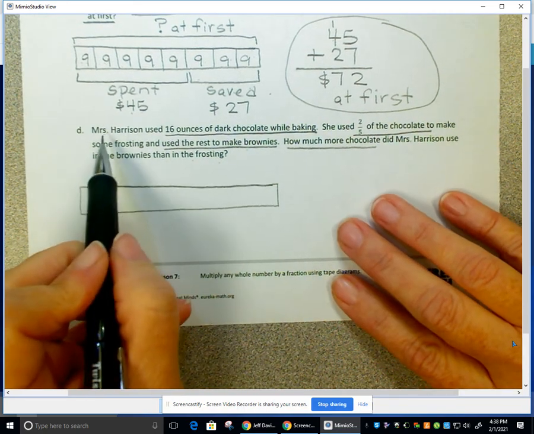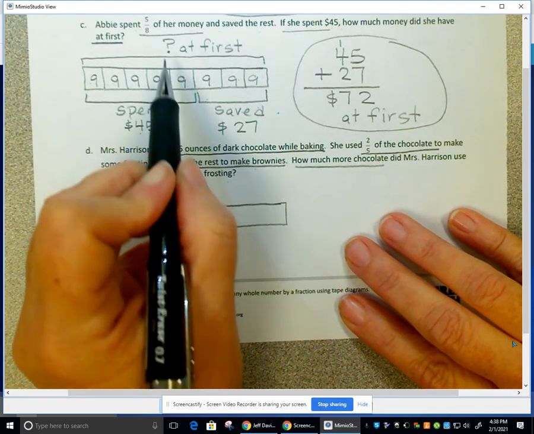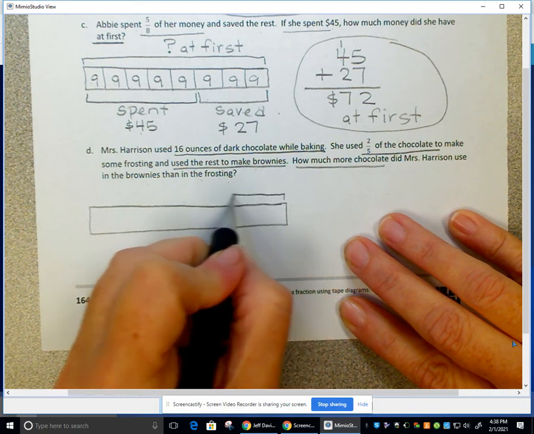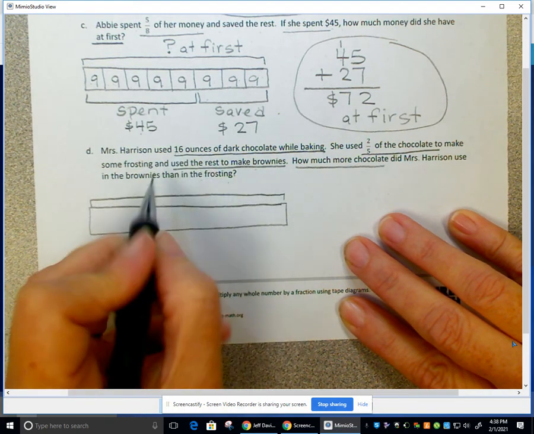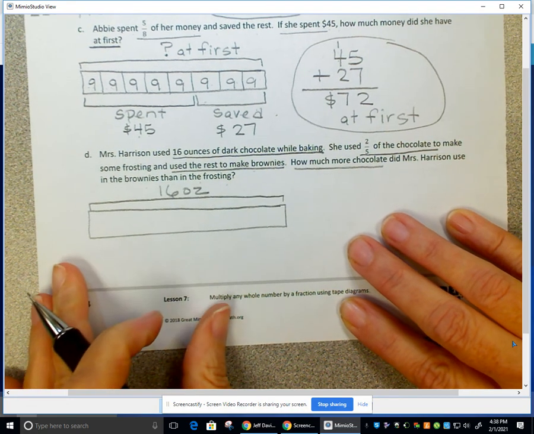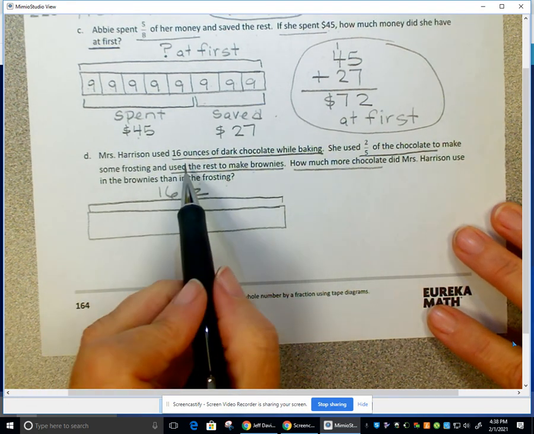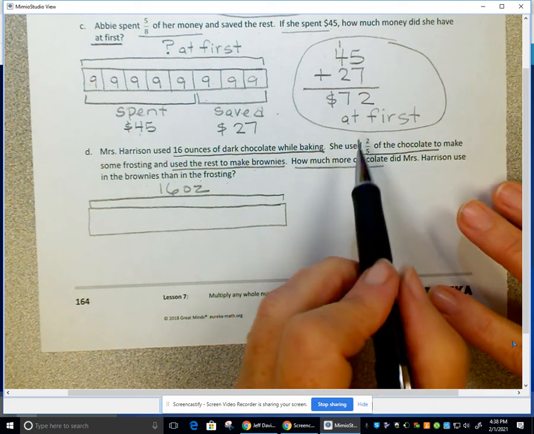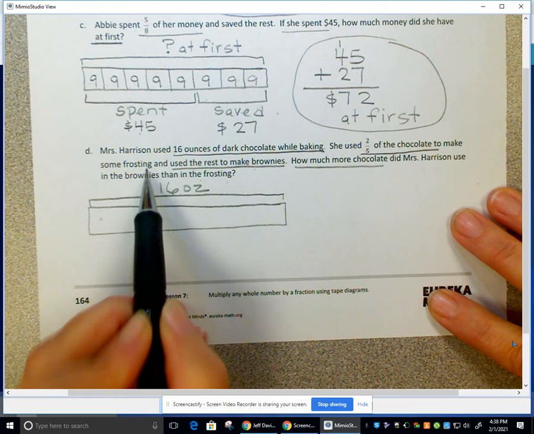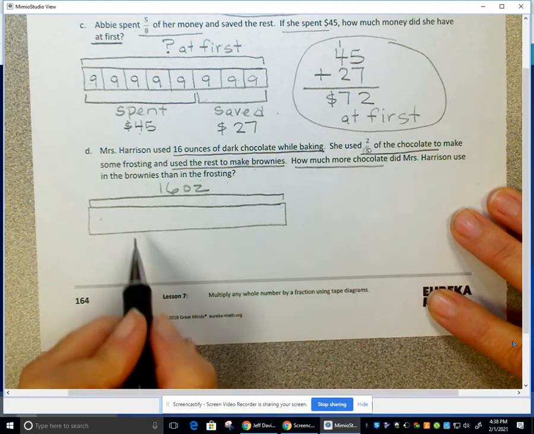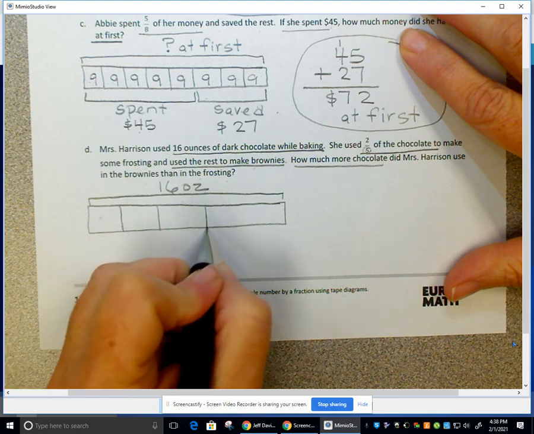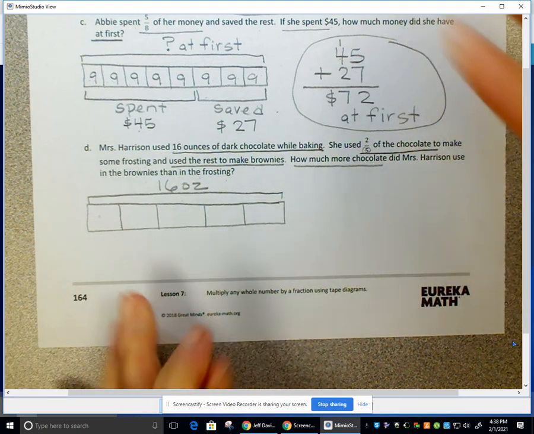Now, we do know our whole. Here we had to put a question mark, but we do know our whole here was the 16 ounces of dark chocolate. Okay? And it says she used 2/5 to make some frosting. This 5 tells us we want this into 5 groups. So 1, 2, 3, 4, and that gives me 5 groups.